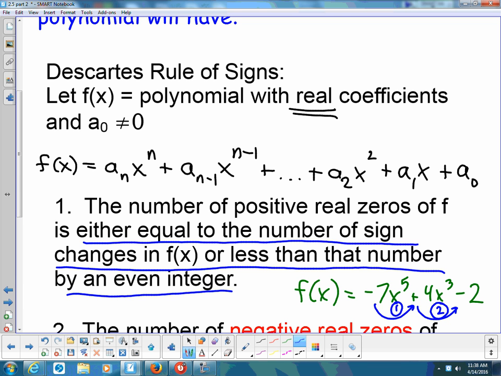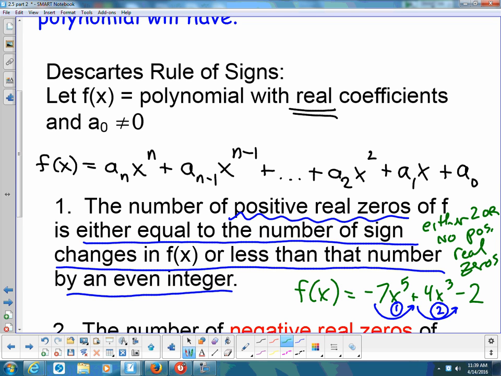Does that make sense? So how many positive real zeros could this function have? 2, or less than that by an even integer. So it's either 2 or it is what? 0. So our conclusion for this would be this has either 2 or no positive real zeros.